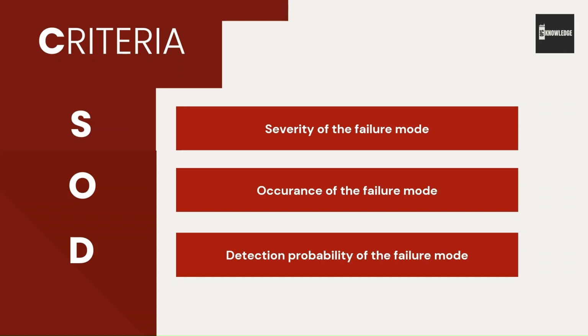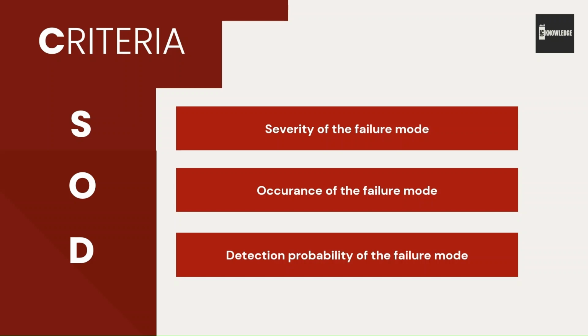O stands for occurrence, and how frequently it is occurring. If it has a score of 1, then it's not too frequent, it's a rare case that is happening. If the value is 10, then it's occurring very frequently. The last one is detection probability, how easily you are able to detect it. If the value is 1, it's easily detectable. But if the value goes to 10, then it's very hard to detect.